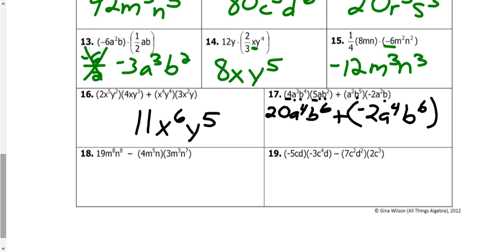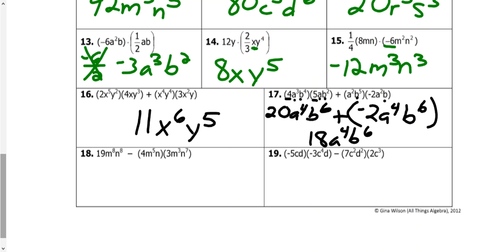Now we can combine the things that are the same. So we have 20 plus a -2. That gives us an 18. We have a to the fourth on both of these, so that carries over, as well as b to the sixth. So since they have the same coefficients and exponents, we can combine them.